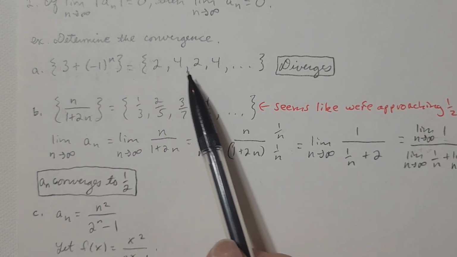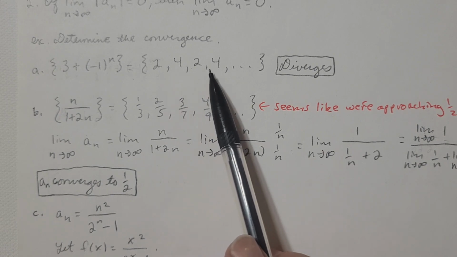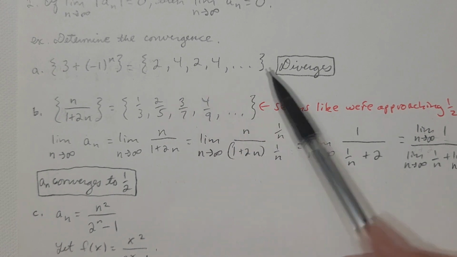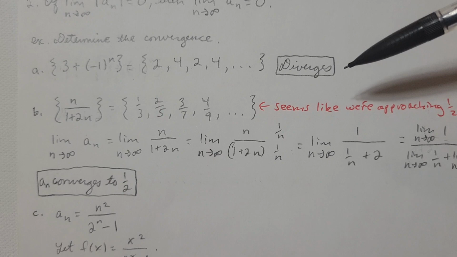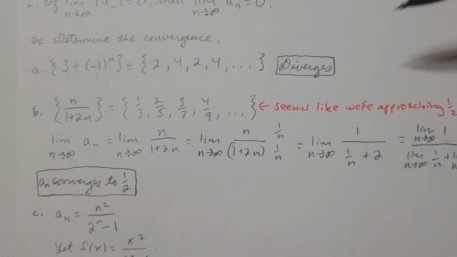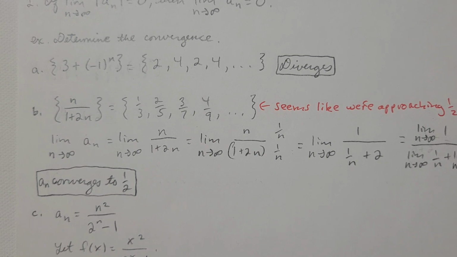And what's going to happen here is I'm just going to bounce between 2 and 4 each time, and so I'm not going to be approaching any one value. Because of that, I would say that the sequence diverges then. Okay. So how about part B next?